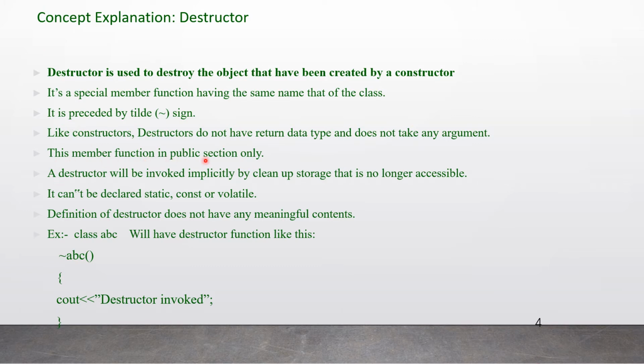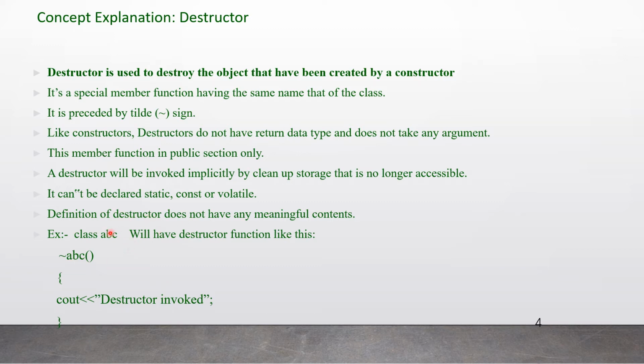The destructor will automatically get called whenever the object of the class goes away. So destructor will be invoked implicitly, and it will clean up the storage. It cannot be declared static, constant or volatile. We can't declare that. And with the destructor we can see whether the class object got deleted or not.